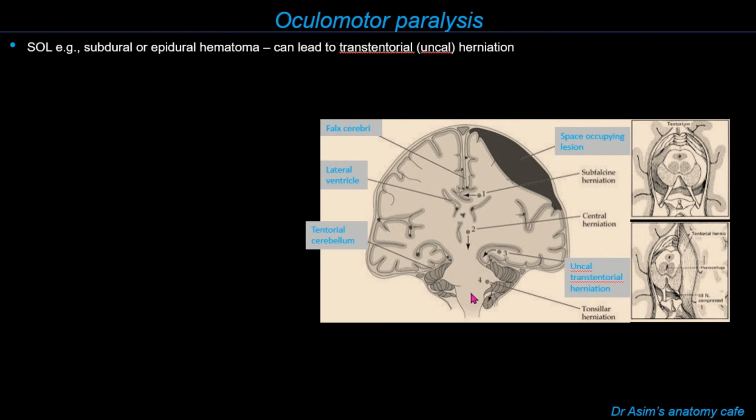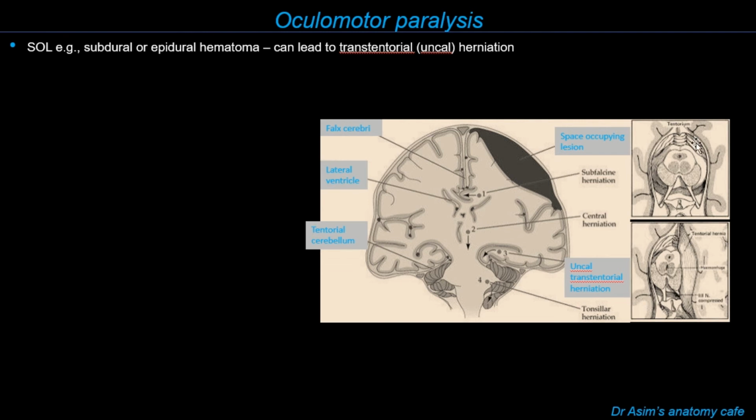Part of the temporal lobe, which is present medially close to the midbrain and is also known as the uncus, also gets pushed through the tentorial notch, and this is known as the uncal herniation, which causes the transtentorial herniation of the midbrain. And this results not only in the compression of the midbrain, but it also causes a stretching of the third cranial nerve and consequently a lesion of the third cranial nerve as well.